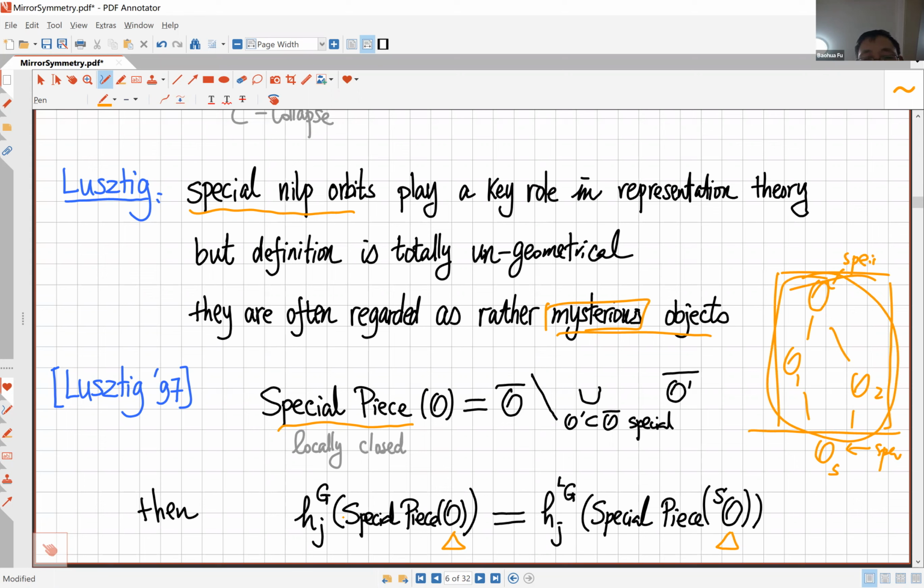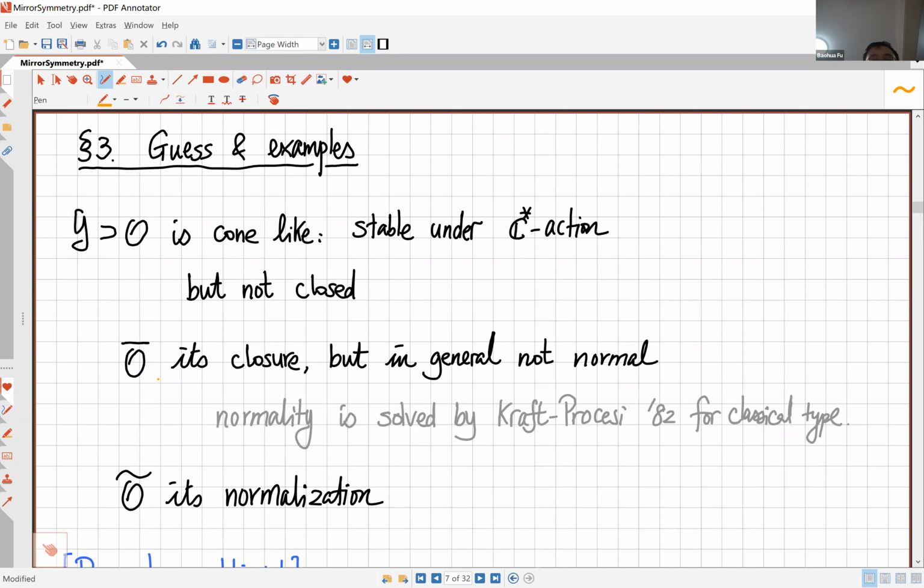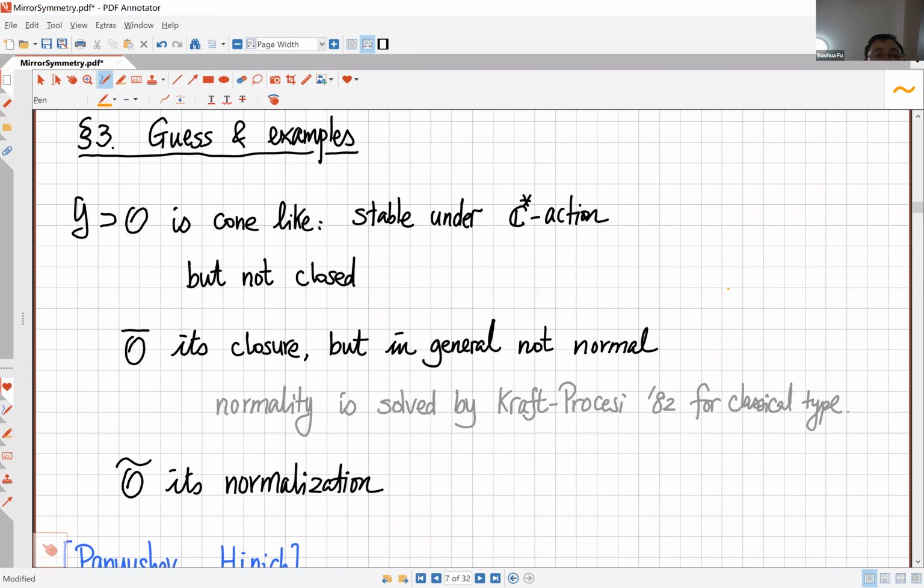And then he showed that for the Langlands dual, the special pieces have the same equivariant cohomology. And so we can try to make our guess.